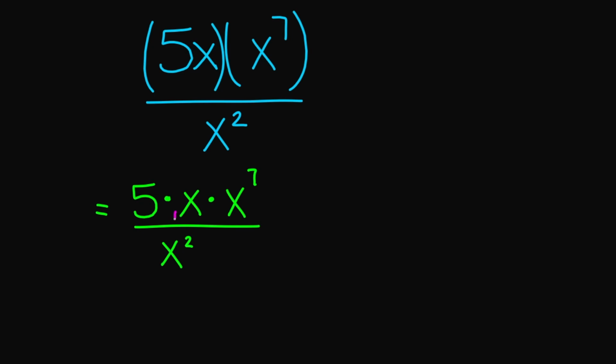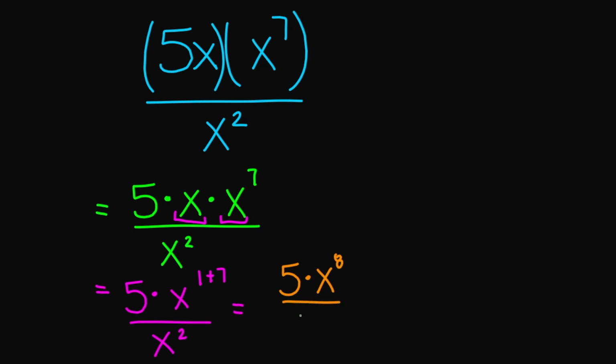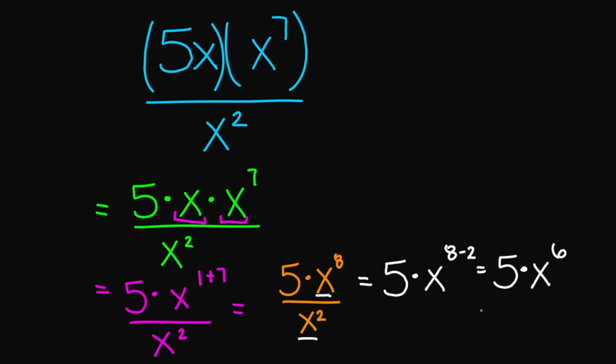And since I am multiplying by the same base, I'm going to add my exponents. So my numerator is going to be 5 times x to the 1 plus 7, over x squared. You're going to get 5 times x to the 8th over x squared. And notice now I am dividing with the same base, so I'm going to subtract my exponents. So this is going to equal 5 times x to the 8 minus 2, which is going to equal 5x to the 6th power.